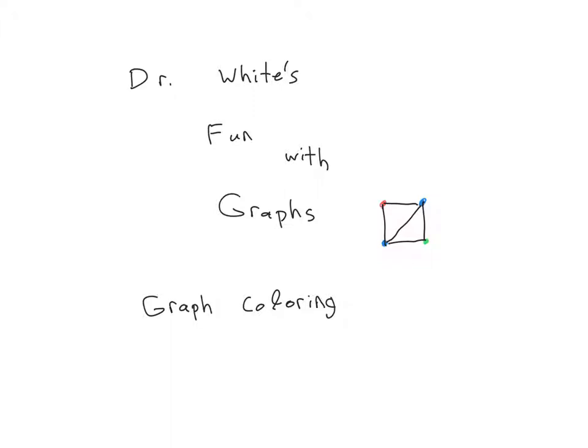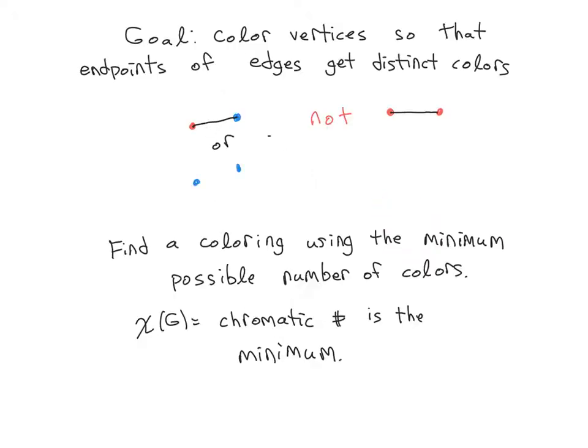This time we are going to talk about graph coloring, which is where we assign colors to the vertices such that every endpoint gets distinct colors. So the goal in graph coloring is to color the vertices so that endpoints of edges get distinct colors. So if you have an edge and one vertex is colored red, the other has to be colored something else. But we are okay if there is no edge between two vertices if they get the same color.